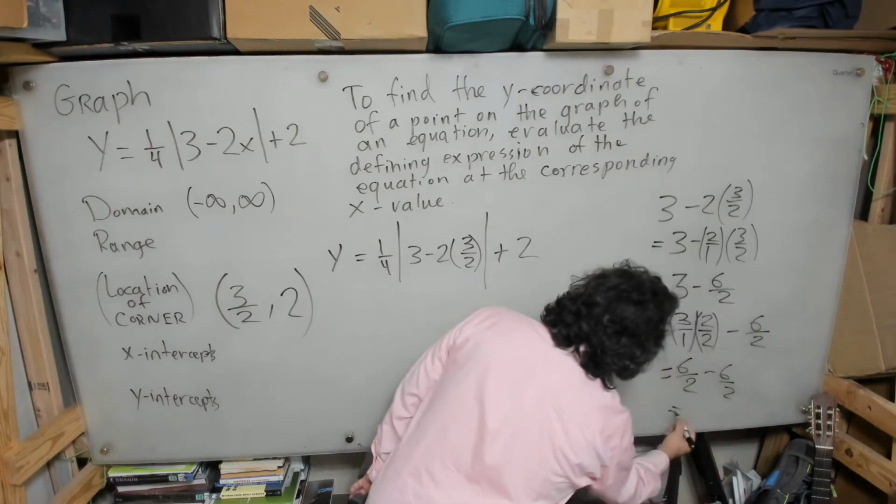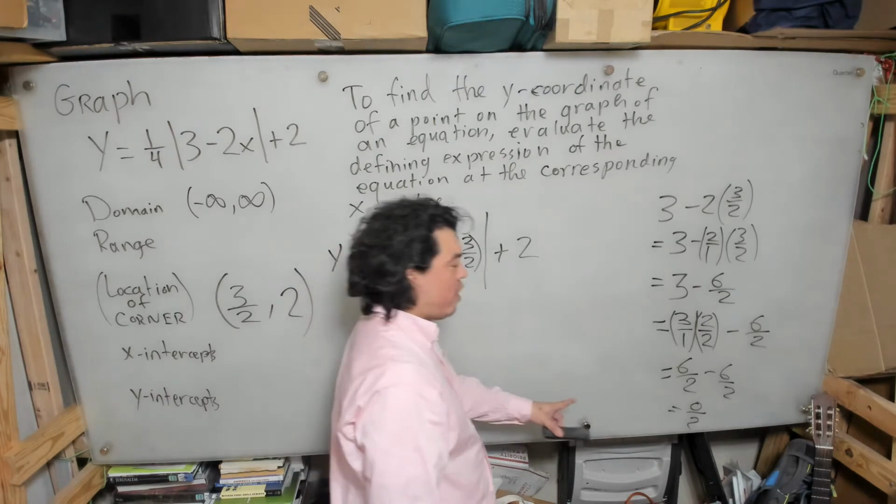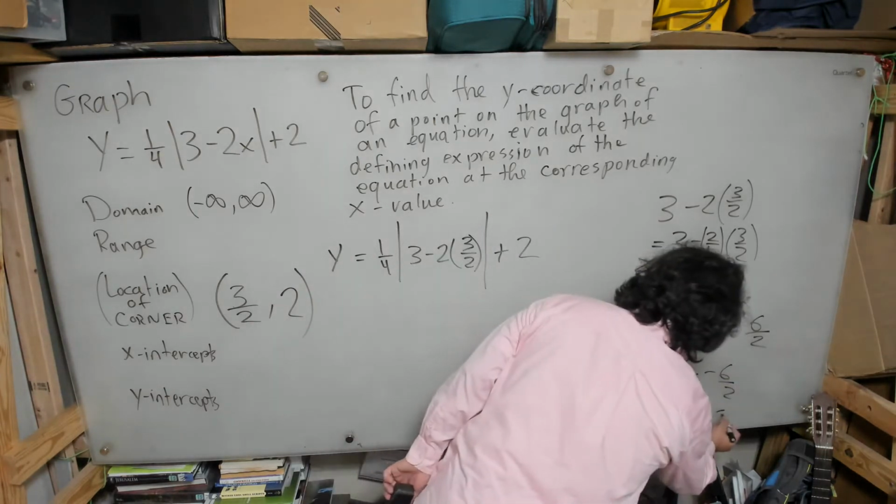And you can see that, of course, this will be 0 over 2, because once I have them on the same denominator, I subtract them by subtracting the numerators and keeping the denominator. And of course, 0 over 2 is just 0. Okay?